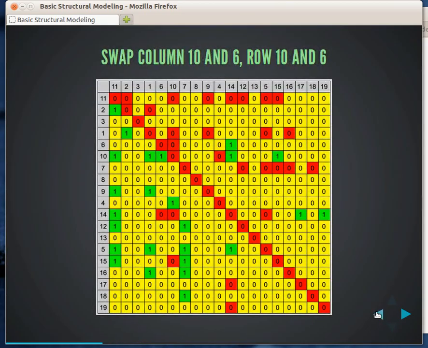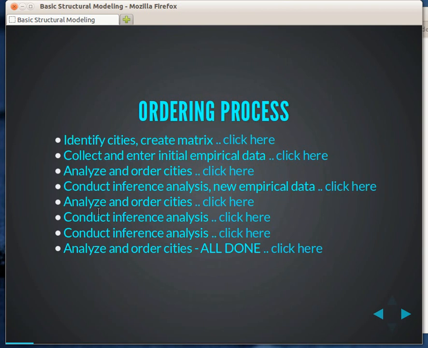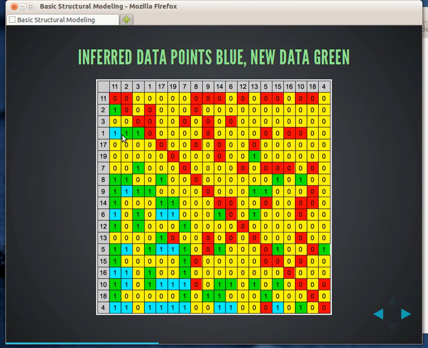We'll go back through here, back to the overview chart. We're just kind of moving quickly back through this. So now that we've ordered the cities, the first batch of data, we'll conduct an inference analysis, which will give us new information, and we'll also put in new empirical data. So we'll see what that looks like. Now, the ones in blue, this information was arrived at through inference, and then the green ones out here and the new red zeros, those were arrived at through empirical information.